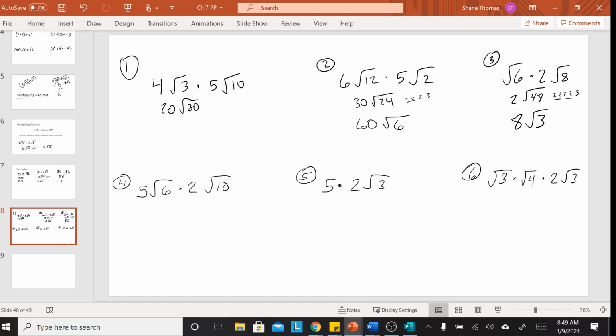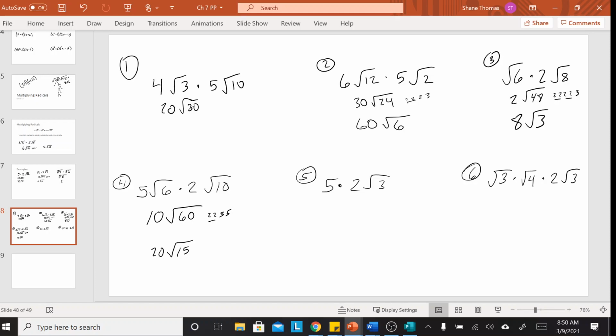Multiply the outsides. 5 times 2 is 10. Inside. 6 times 10 is 60. Okay, what's the 60 break down into? Good. All right, what can I bring out? I can bring out the 2, so that's going to leave me with the final answer of what? 20, and what's 3 times 5? 15. So let's multiply them back together and leave it. Okay? 5.